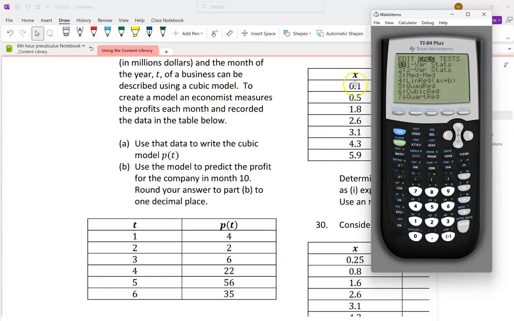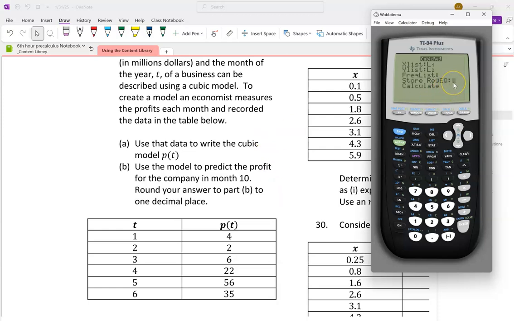And so if I'm looking for a cubic regression, the command I want is cubic reg. So I'll select that. I type my T's into L1. I type my P of T's into L2. That's all good. Now it asks me to make a prediction later on. So I'm going to store this regression equation I'm about to make into y1 so I can use it like function notation later on so I don't have to plug it in manually, which is not hard, but it's a hassle.